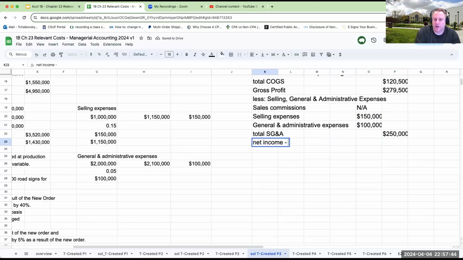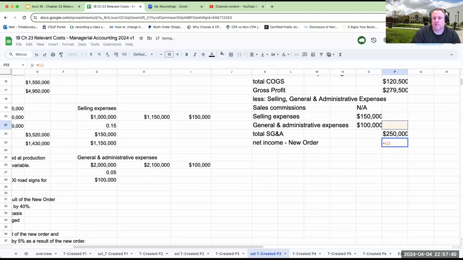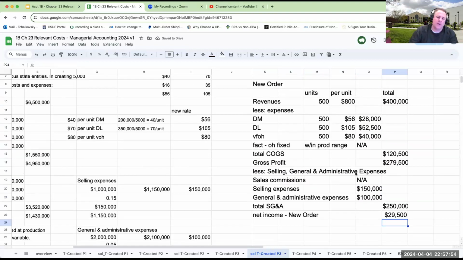So my net income for the new order is going to be 29,500. Now, in a lot of accounting textbooks, they're going to tell you, well, as long as that number is positive, go through and do it. But I'm not an accounting textbook. What I will tell you is this: if you get approached by a salesperson, what do salespeople care about? They do not care about the company. They care about themselves, and they care about making money. And that's what salespeople do.